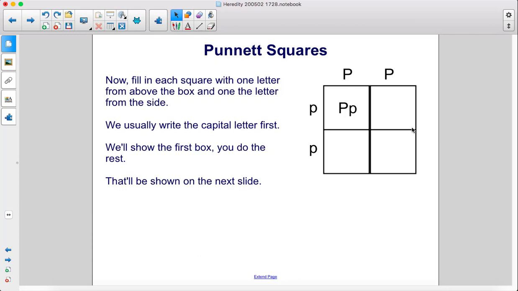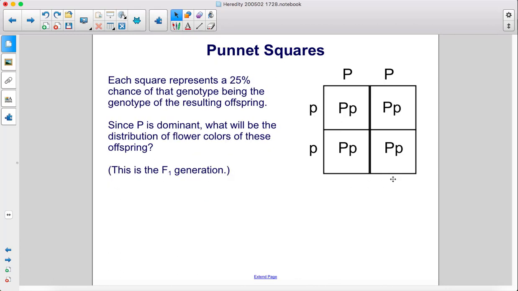Now fill in each square with 1 letter from above the box and 1 letter from the side. We usually write the capital letter first. We'll show you the first box and you do the rest. That'll be shown on the next slide. So this box has a capital P and a lowercase p. Each square represents a 25% chance of that genotype being the genotype of the resulting offspring.